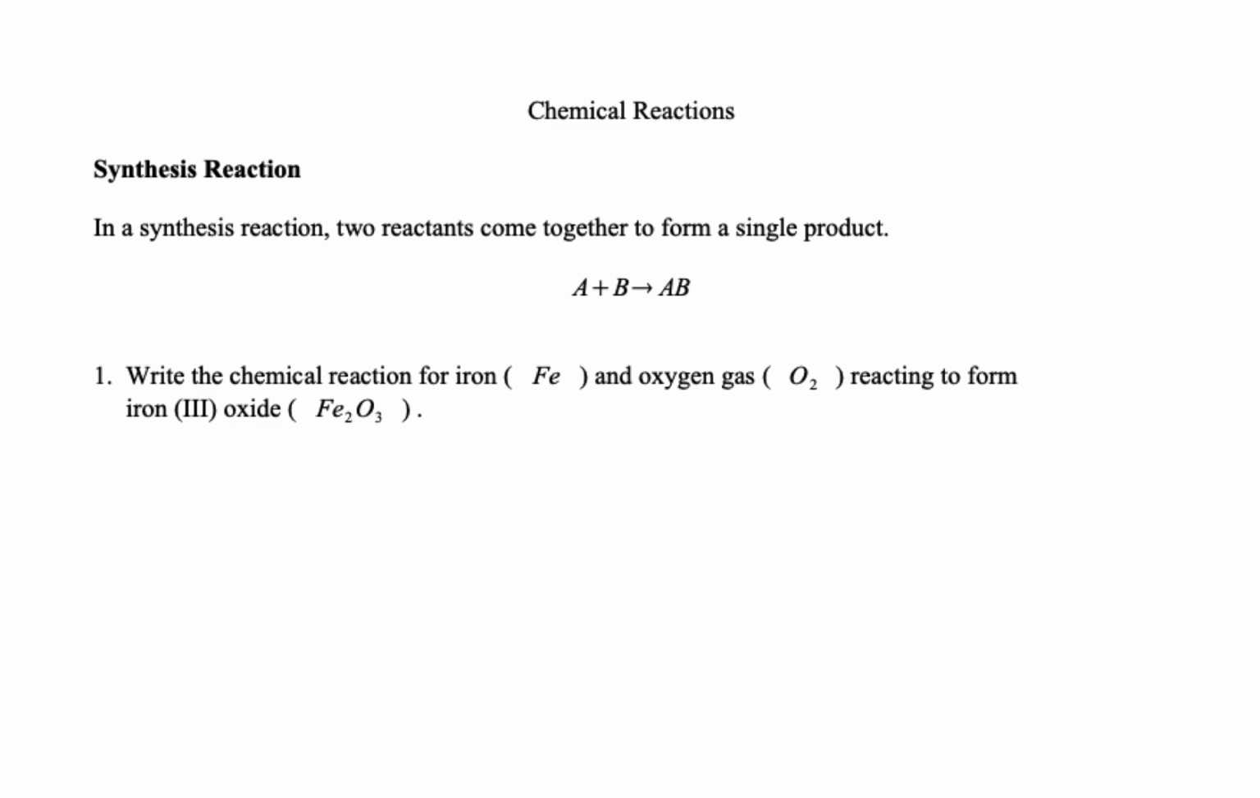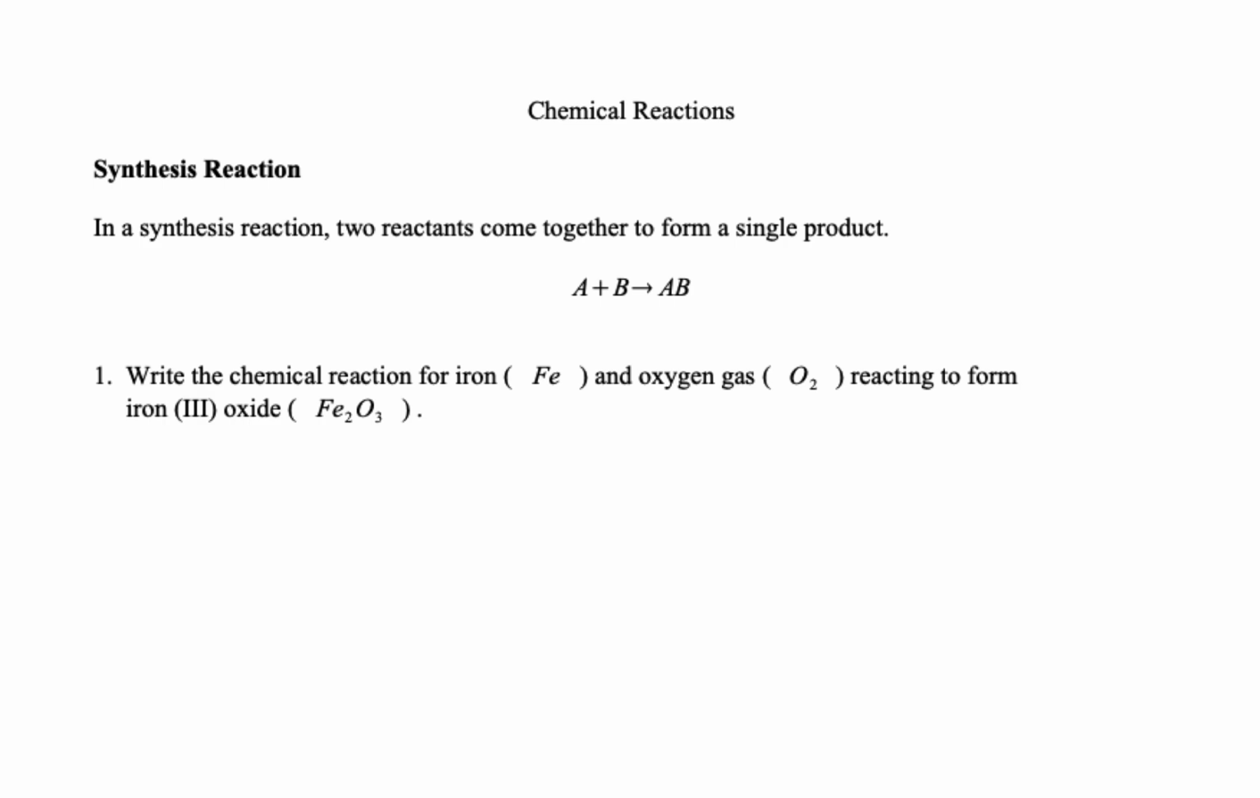In this section, we'll examine several different types of chemical reactions. The first type is a synthesis reaction. Here, two reactants will come together to form a single product. The general form of it is A plus B yields AB.